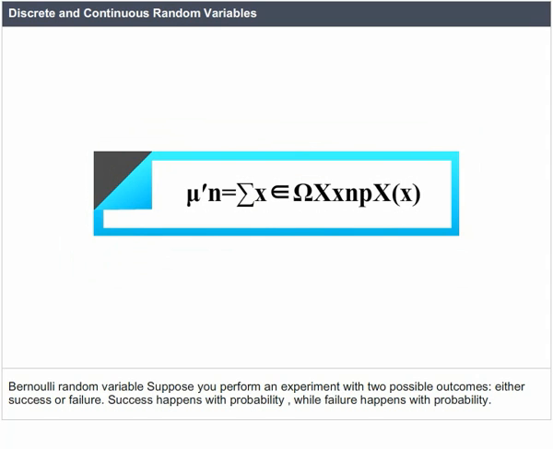Bernoulli random variable. Suppose you perform an experiment with two possible outcomes, either success or failure. Success happens with probability p, while failure happens with probability 1 minus p.